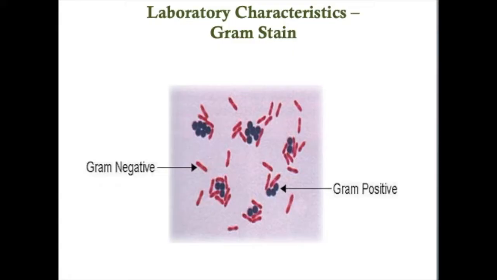The thinner peptidoglycan layer of gram-negative cells is unable to retain the crystal violet iodine complex, and the color is lost. A counterstain is added to the sample, staining it red. Since the counterstain is lighter than crystal violet, it does not disrupt the purple coloration in gram-positive cells. However, the decolorized gram-negative cells are stained red.